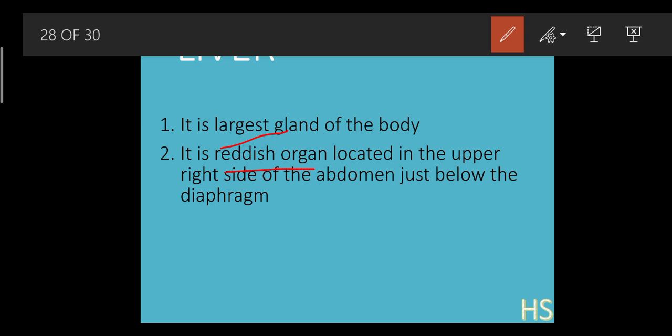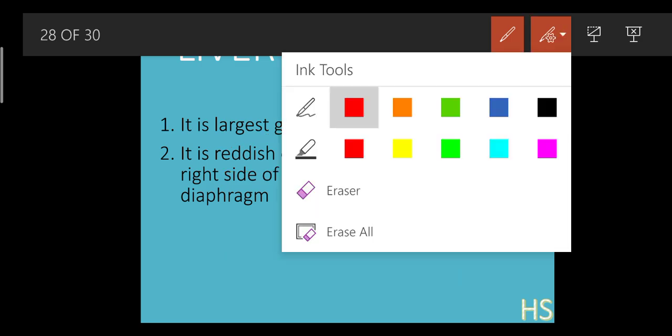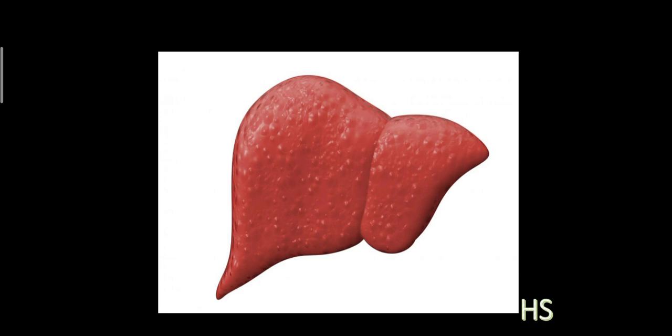So diaphragm means what? There were the lungs and there was the diaphragm. Okay, and abdominal part means what? The stomach, intestines, and so on. Okay, this is nothing but the liver. You can see a perfect structure of this part. See, this is how the liver looks.